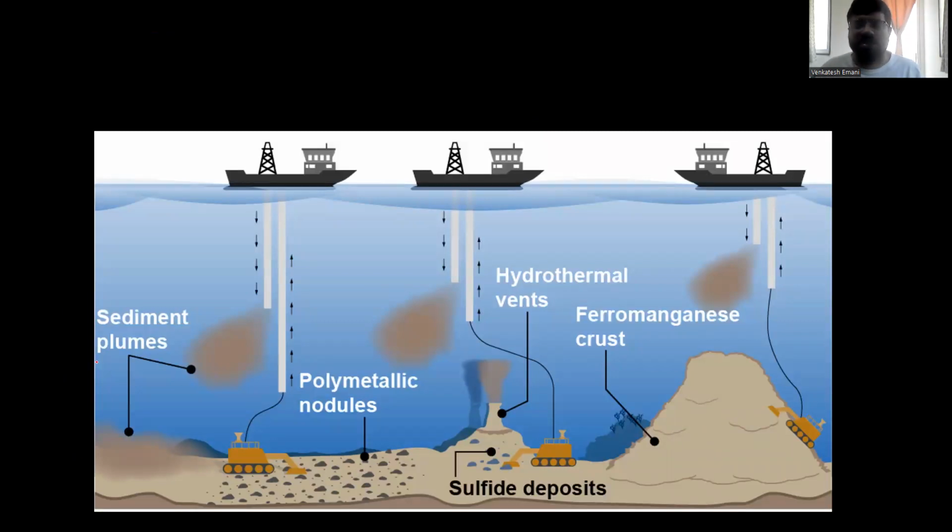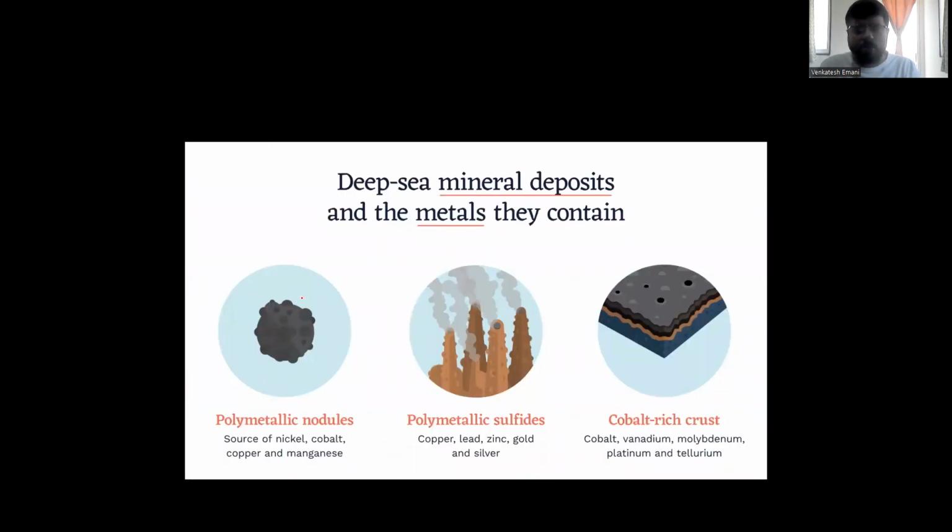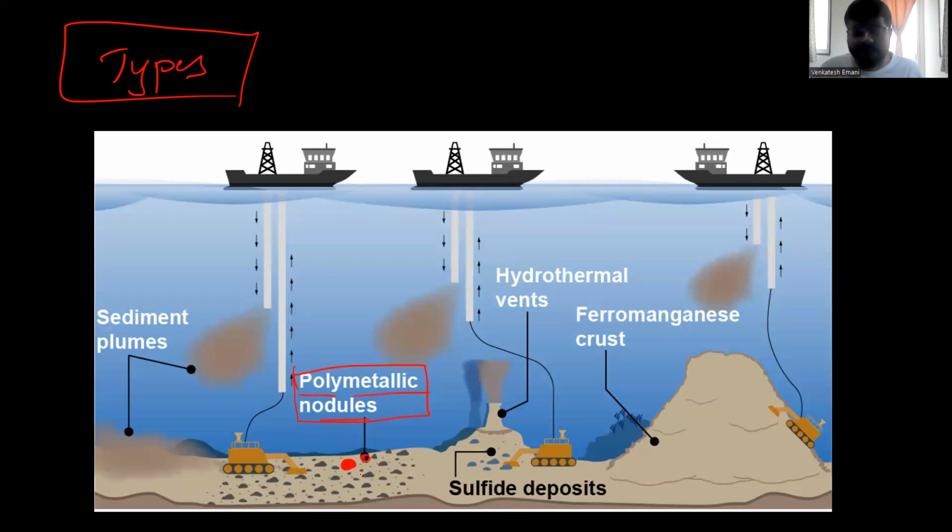Then where do you find such kind of things, as I told you, and what are its types? Types of deep sea mining, mostly, or what resources will be able to mine? There are three important resources. One, polymetallic nodules. As you can see here, many metals, nodules, ball-like structures. You can see there are many ball-like structures in this picture here. These are polymetallic nodules.